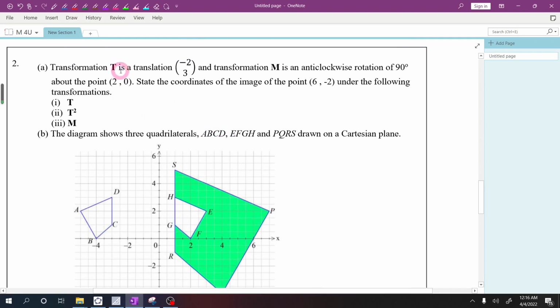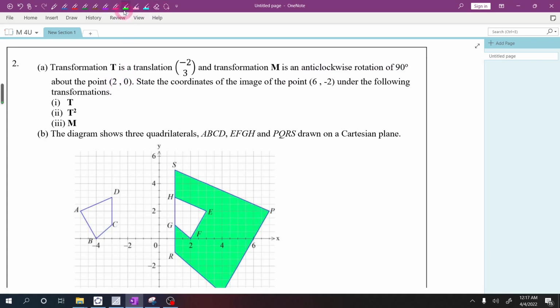The transformation T is a translation. Okay, this one should be no problem, right? -2, 3, you know that 2 units to your left, 3 units go up. And the transformation M is an anti-clockwise rotation of 90 degrees about the point (2, 0).